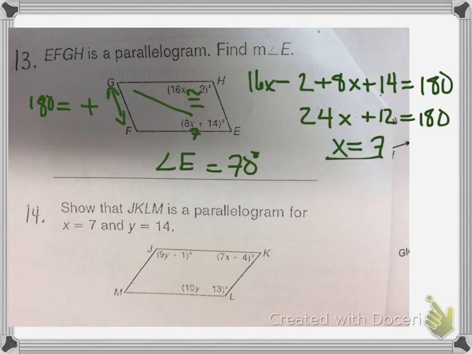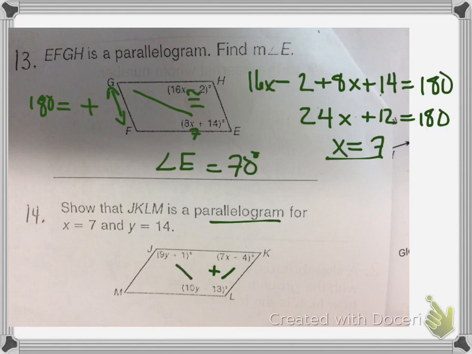We're noticing a lot of resubstituting back in. Okay, so show that JKLM is a parallelogram for x equals 7 and y equals 14. So what does that mean? Well, again, these two have to add up to 180. These two, and then these two should be congruent.